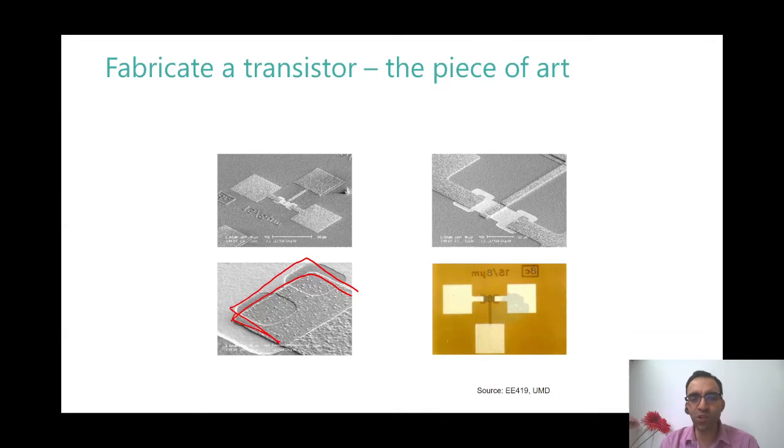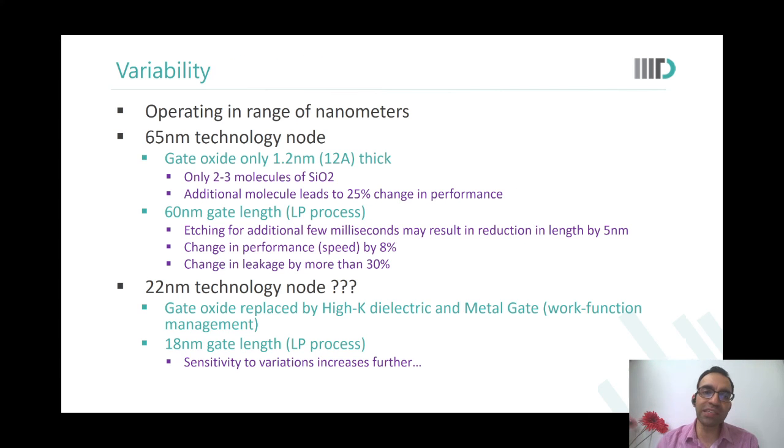How many transistors do you want to make on every die? Millions, billions. Billions of transistors. Now you can't even write your name 10 times properly. And we're talking of a machine to manufacture millions of transistors exactly the same way. Can it ever happen? No, sir. There will be what is called variations. So as we go to advanced technologies, this variability starts to bother us.